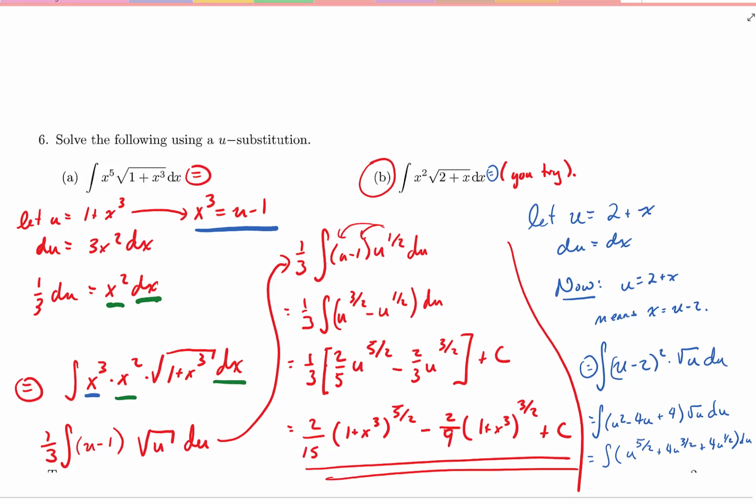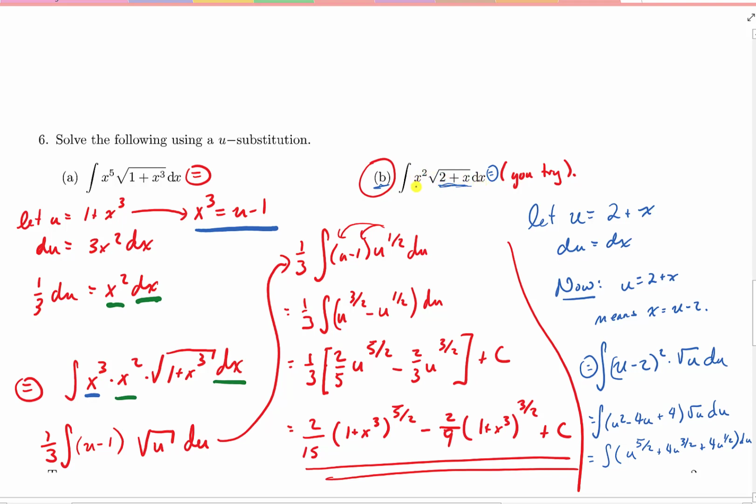Okay, folks, I thought I'd show you the start of example B. So in this case, I chose to let u equal 2 plus x. That's this expression right here. And then a consequence of that is that du is just equal to dx. Okay. Now, that's not a big deal. We know this. Okay, I'll be able to replace this with the square root of u du.